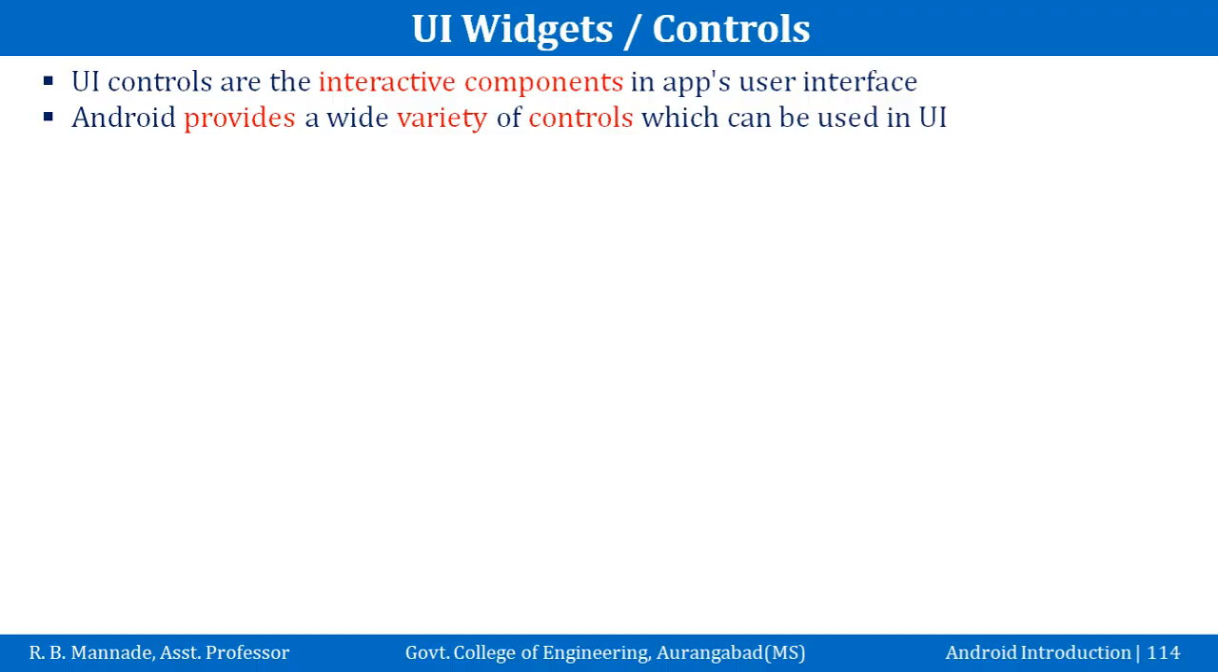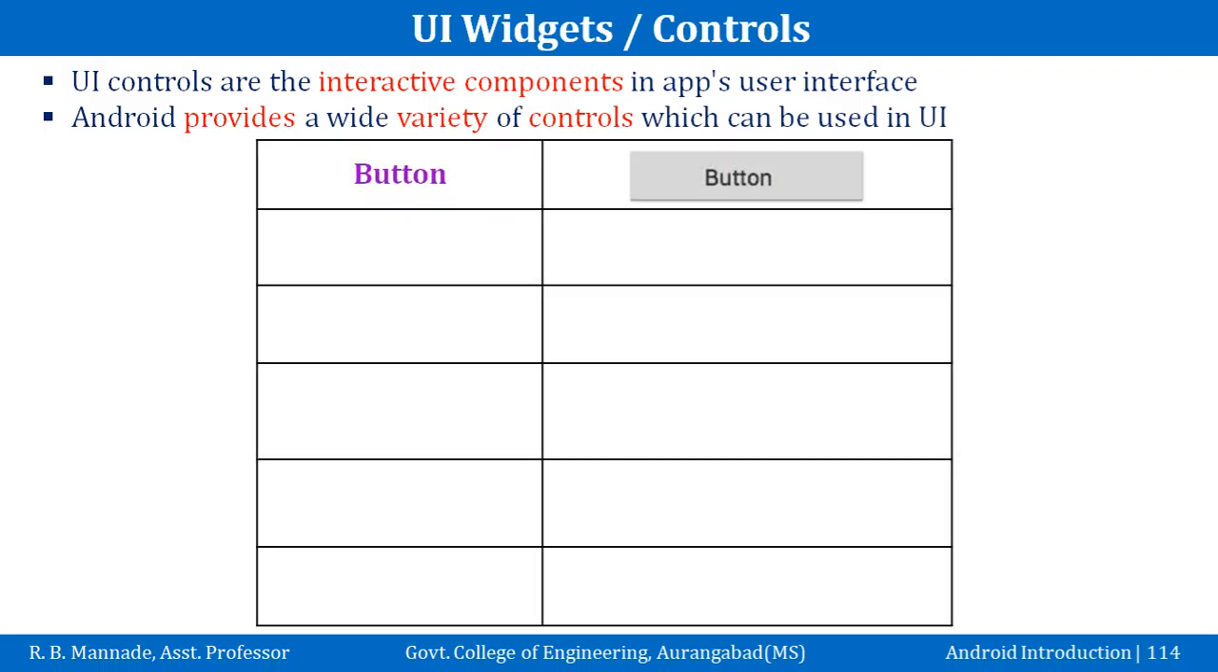And Android operating system provides a wide variety of controls which can be used in our user interface. For example, n number of controls are there, but some of those are mostly used in any application. Out of those, the first one is the button, as shown in this particular slide. Then the second control is called the toast control, which is a flashing type object and which is used to display a message for a short duration, as shown in this particular image.